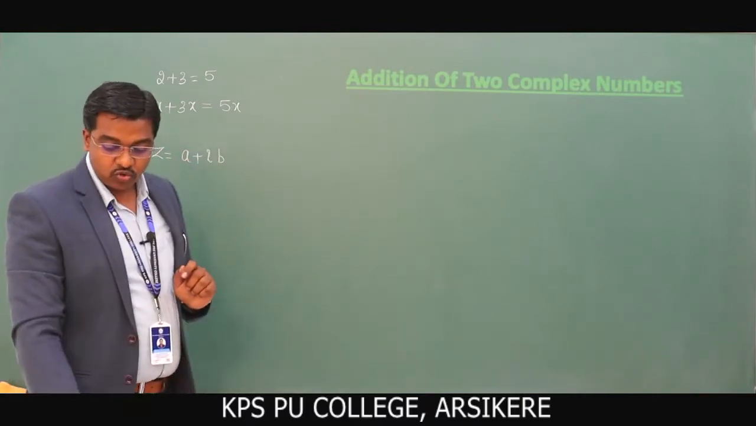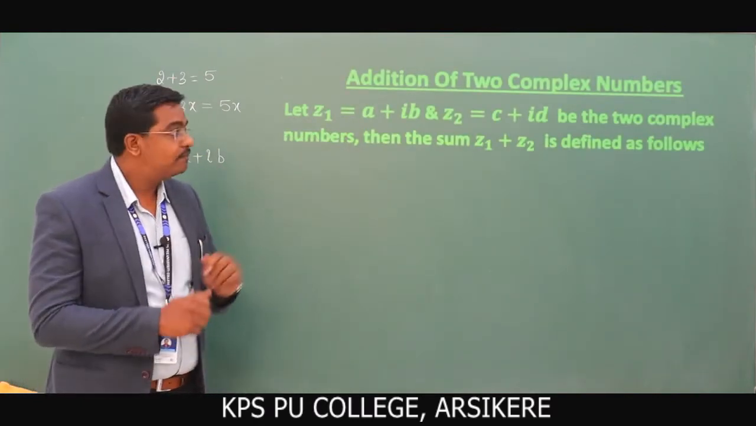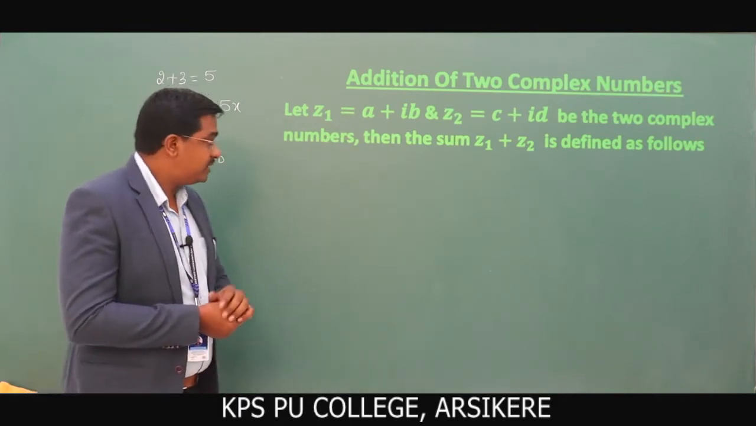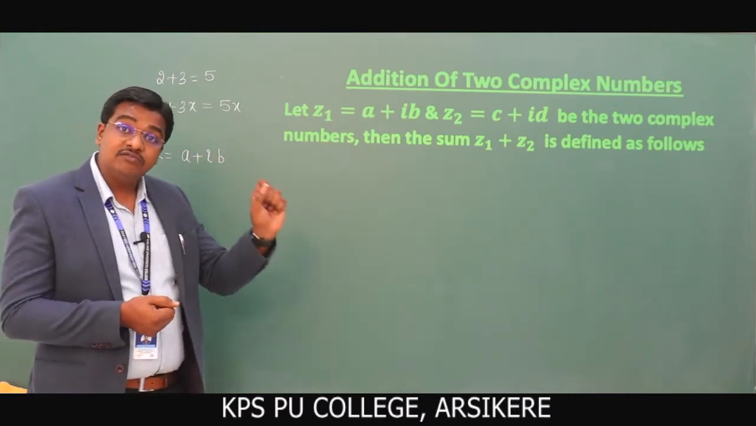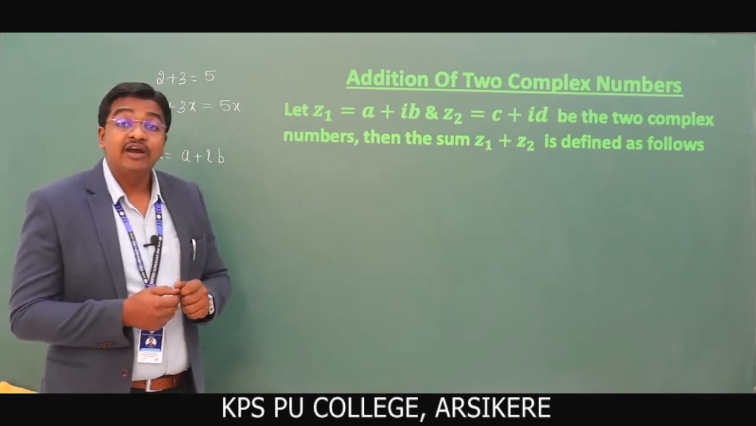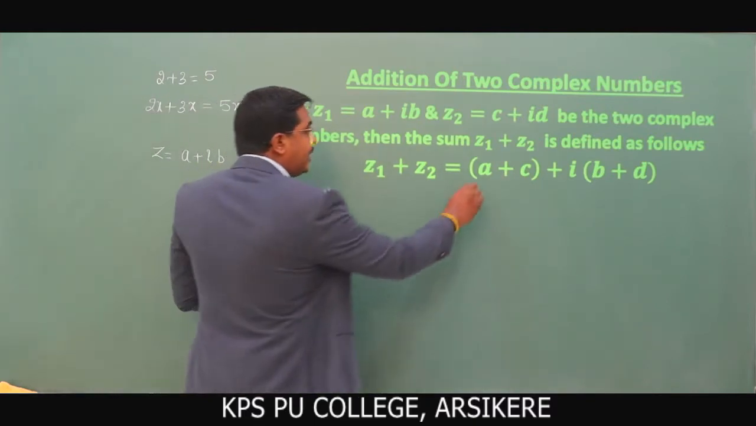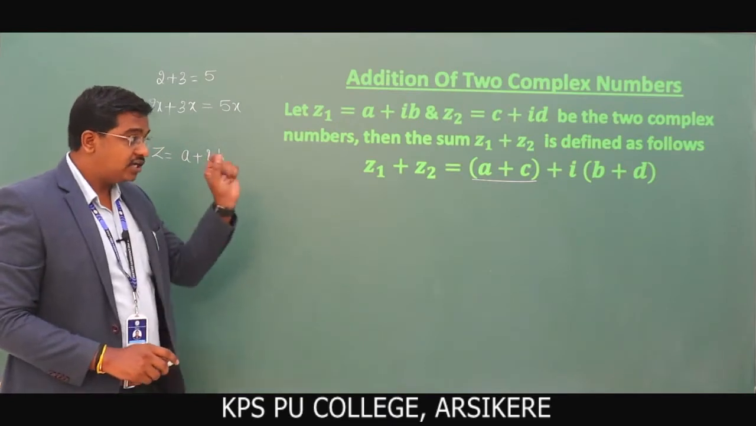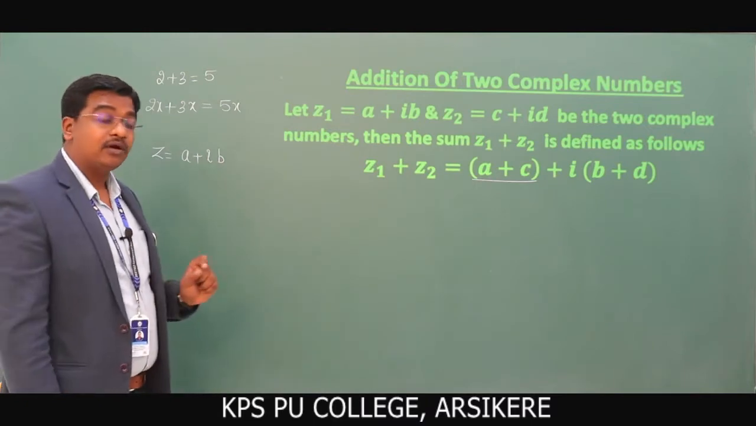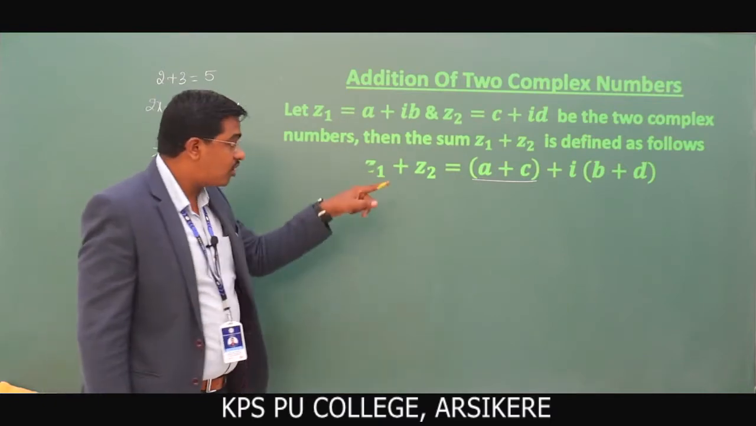So let us see how addition of two complex numbers works. Let z1 is equal to a plus i into b and z2 is equal to c plus i into d be the two complex numbers. Then the sum z1 plus z2, or the addition of z1 and z2, is defined as follows. z1 plus z2 is equal to, just observe here, a plus c plus i into b plus d. What is a here? a is the real part of complex number z1. What is c? c is also the real part of complex number z2.